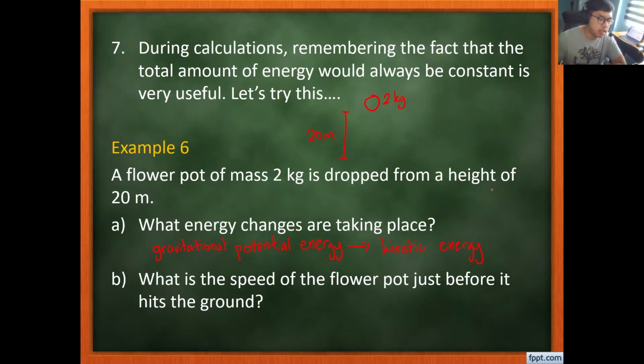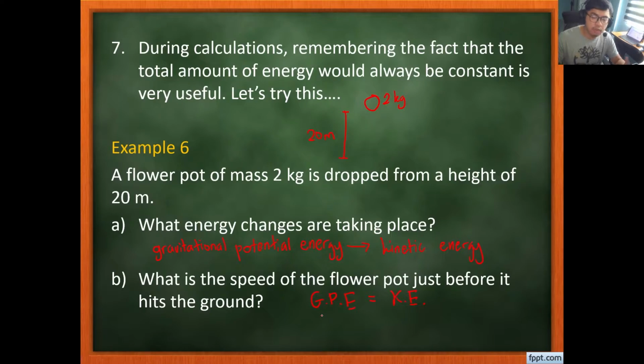as this flower pot begins to fall down, right? And then B, what is the speed of the flower pot just before it hits the ground? Now, this is where the principle of conservation of energy comes into play. We know that all of the gravitational potential energy that is inside the flower pot, when the flower pot reaches the ground, all of that energy is converted into kinetic energy. So we can say the gravitational potential energy, all of that is converted to the kinetic energy of the flower pot just before it hits the ground. So it hasn't hit the ground yet, it's just before that.